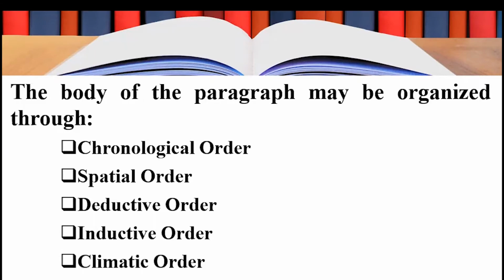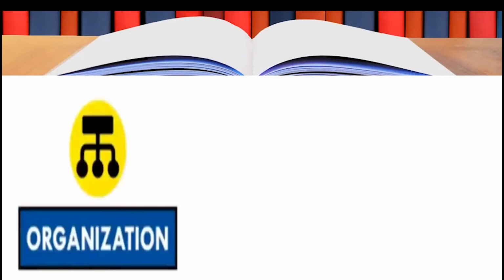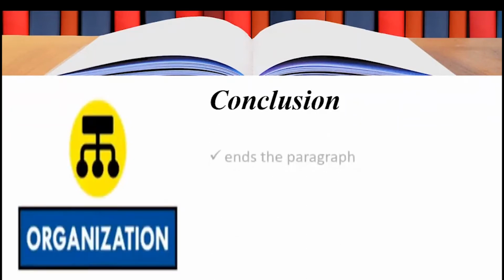And the last one, we have climactic order. Climactic order arranges details according to importance, that is, from least to most important or from most important to least important. And the last part of organization, we have the conclusion.